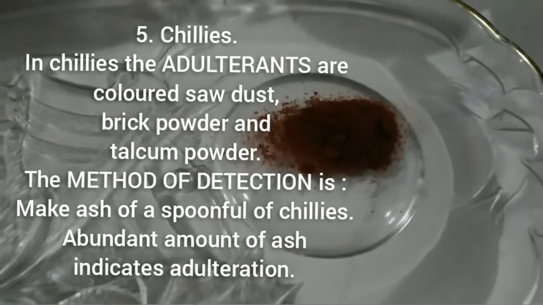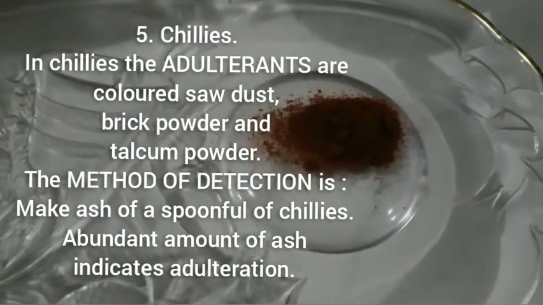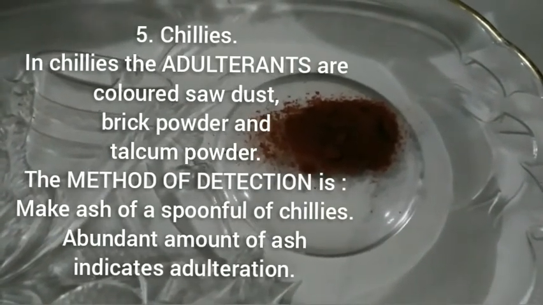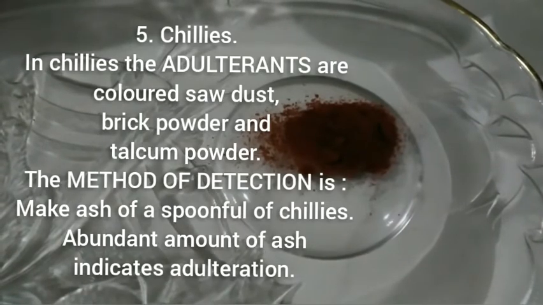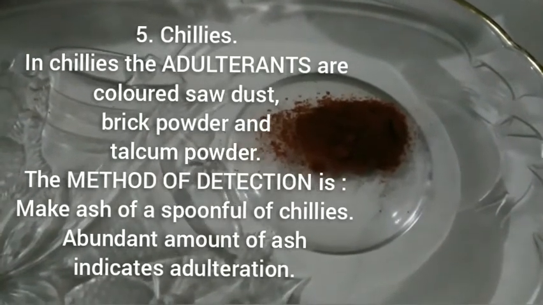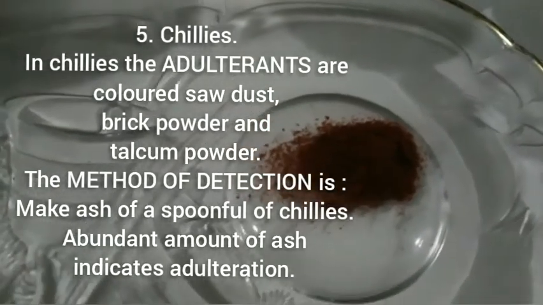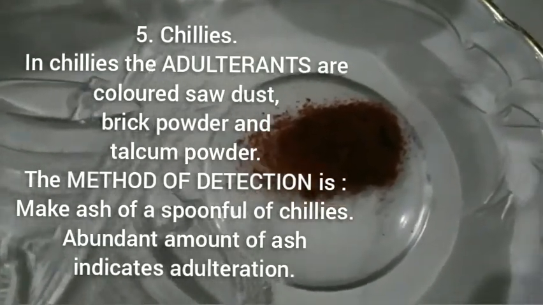5th foodstuff, chilies. In chilies the adulterants are colored sawdust, brick powder and talcum powder. The method of detection is: make ash of a spoonful of chilies. Abundant amount of ash indicates adulteration.